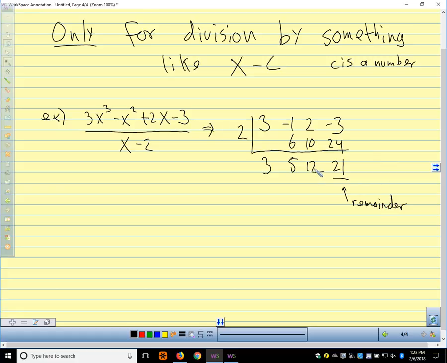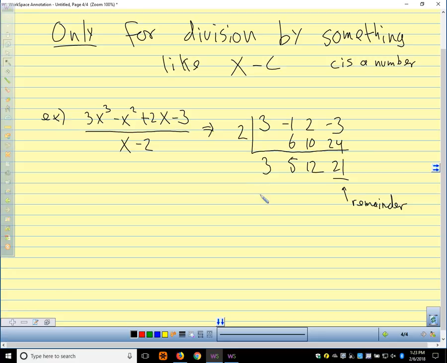So this is 2. 2 times 3 is 6. Add these two to get 5. 2 times 5 is 10. Add these two to get the 12. 2 times 12 is 24. Add those two to get 21.